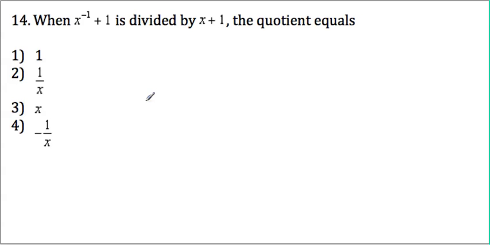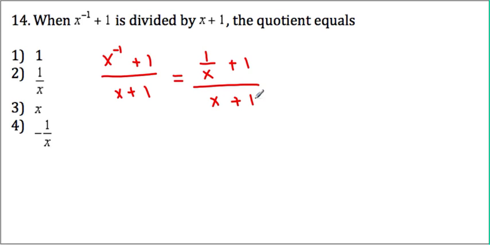Alright, let's move on to number 14. Here we are looking at x to the negative 1 plus 1 divided by x plus 1. But when you look at x to the negative 1, how else can I write it? That is in fact equal to 1 over x. And then the rest of them I can write this way. Now, when we have a complex fraction, what can we do to simplify it? That's right, we can multiply top and bottom by the common denominator. Here, the common denominator is x. So we can multiply top and bottom by x here.